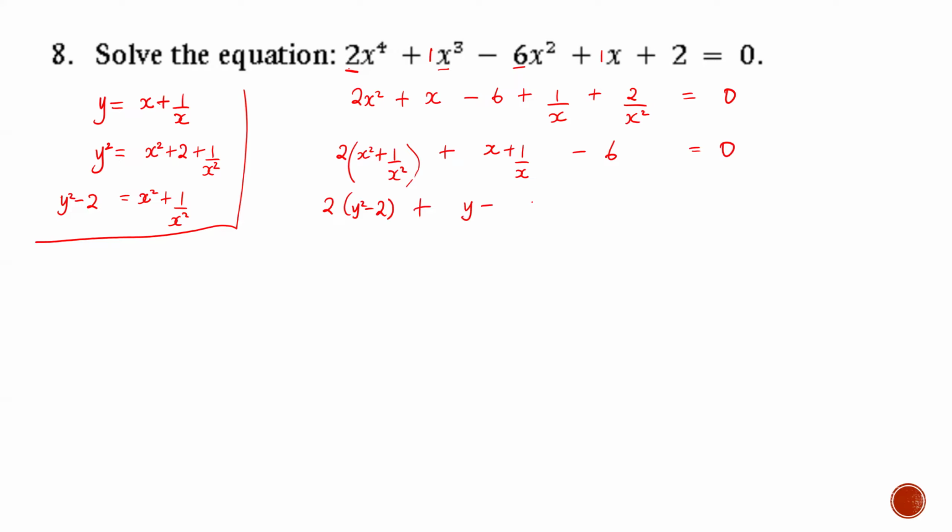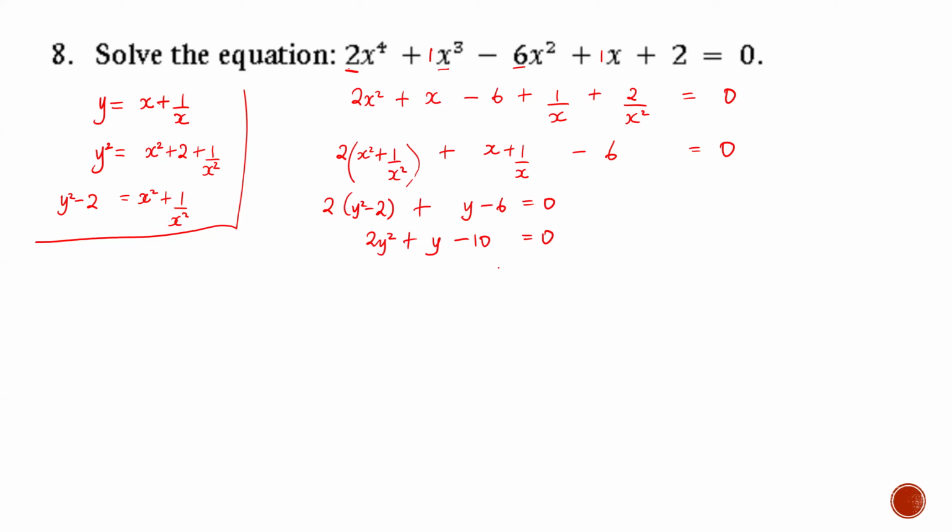Plus y minus 6 is equal to 0. So this leaves me with 2y squared. You see there's a minus 4 in there, plus y minus 4, that's going to be minus 10 is equal to 0. Now you solve this quadratic equation here: 2y squared plus y minus 10 is equal to 0.